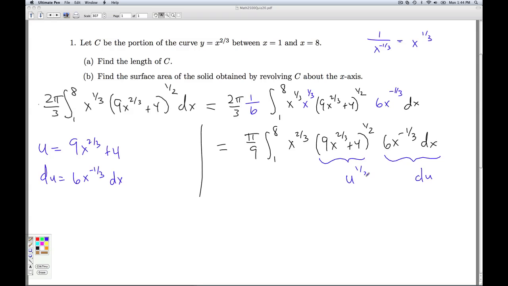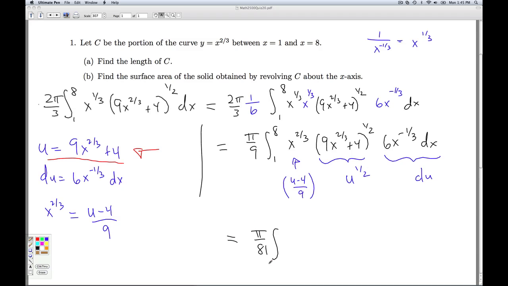All right, so this gives me the du that I want. This is going to be u to the 1/2, which is fine. The question is, what's that x to the 2/3? I need everything in terms of u. I go back to my substitution and realize I can solve this for x to the 2/3. So x to the 2/3 is going to be u minus 4 divided by 9. Subtract off the 4 and divide by 9. So I can take that 9 out front, and this is going to be pi over 81 times the integral.